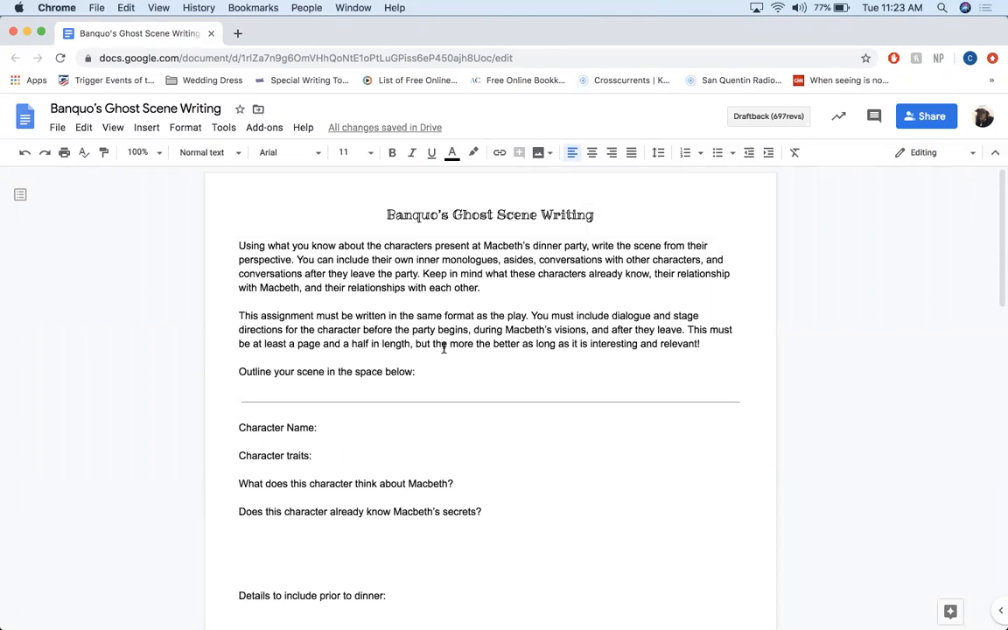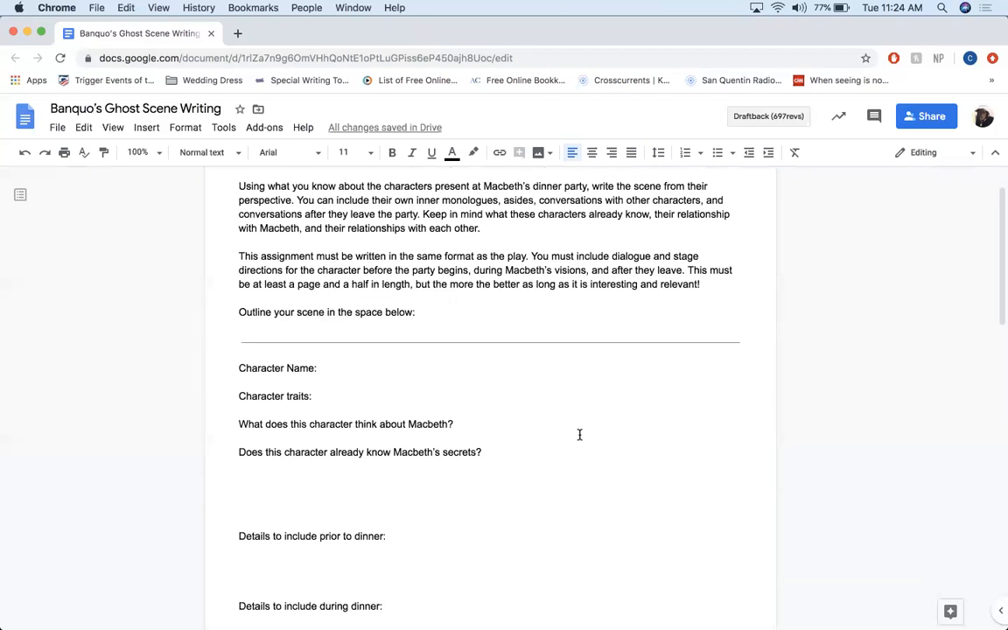For the character before the party begins, during Macbeth's visions, and after they leave, if it makes more sense for your story to focus on really one or two parts of that, that's okay. This must be at least a page and a half in length, but the more the better. So page and a half, but the thing is, because we're writing it as dialogue, you're starting a new line all the time. So a page or a page and a half is really not that much, and I'm going to show you in a minute.